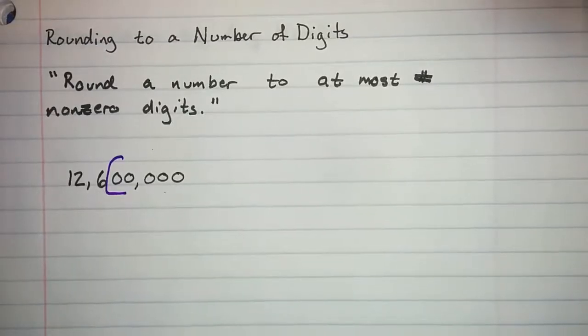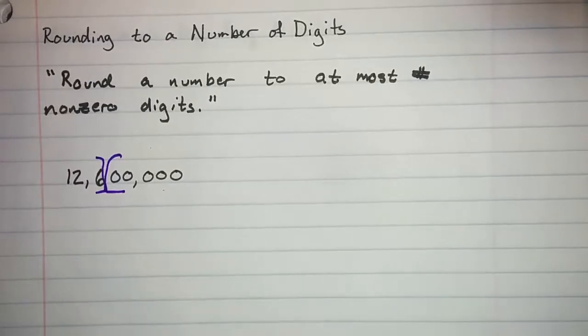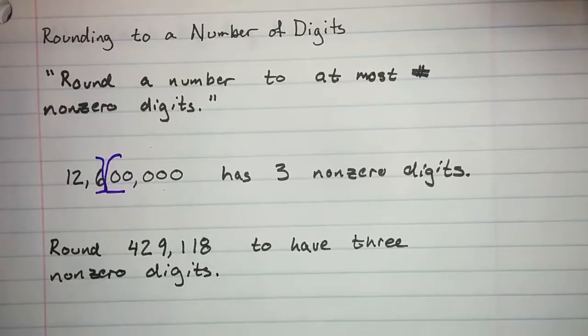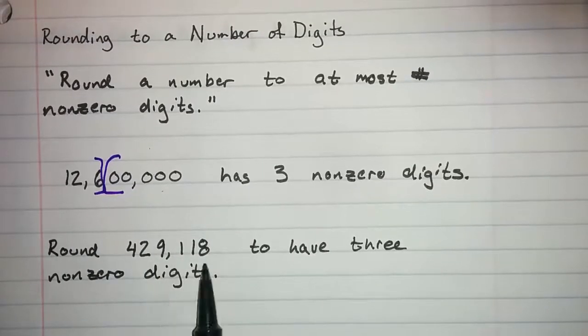12,600,000. These last 5 digits are all trailing zeros. These first 3 digits are the only non-zero digits. 12,600,000 has 3 non-zero digits. What would we do then if we wanted to round some number to make it have 3 non-zero digits? Well, the 3 non-zero digits we're interested in, they're going to be at the left of the number, right? We'll have 3 non-zero digits followed by some trailing zeros.